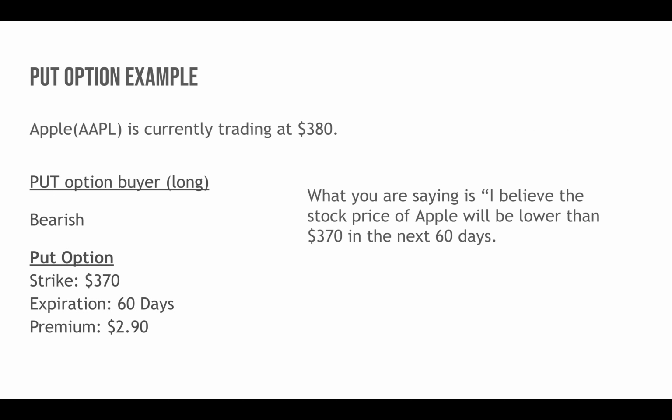So let's look at an example here. We have Apple. It's trading at 380. We think the stock is going to fall, so we buy a put. The strike is 370. The expiration date is 60 days away, and the premium we're paying is 2.90. Remember to multiply that by 100, so the full cost of the option is $290. What we are expressing with this trade is I believe the stock price of Apple will be lower than 370 in the next 60 days.